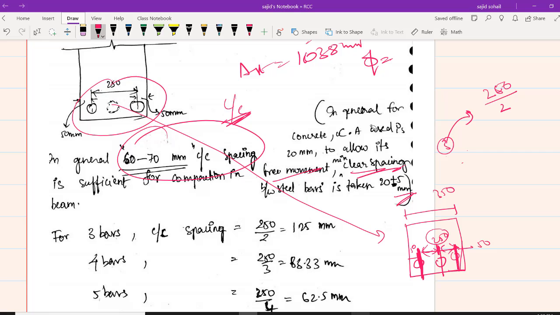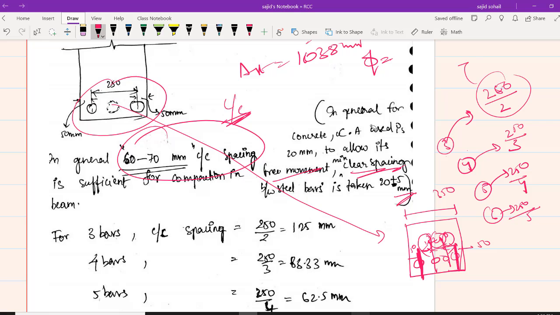2 parts. Similarly, if you want to keep 4 bars, you are dividing this 250 into how many equal parts? 1, 2, 3. So if you are to keep 4 bars, what is your center to center spacing? कितना हो जाएगा? 250 divided by 3. If you want to keep 5 bars, similarly 250 divided by 4. Similarly, if you want to keep 6 bars, that will be 250 divided by 5. I hope you are getting it right.